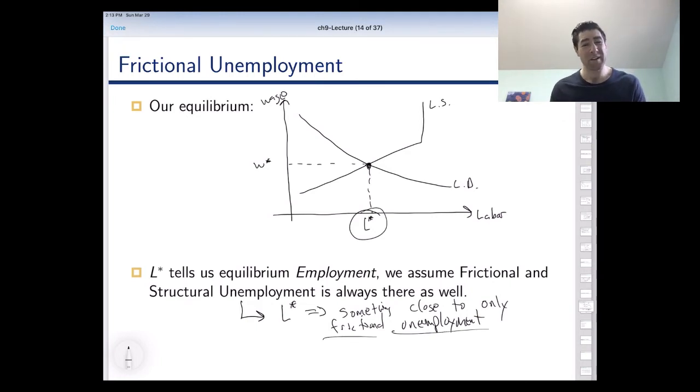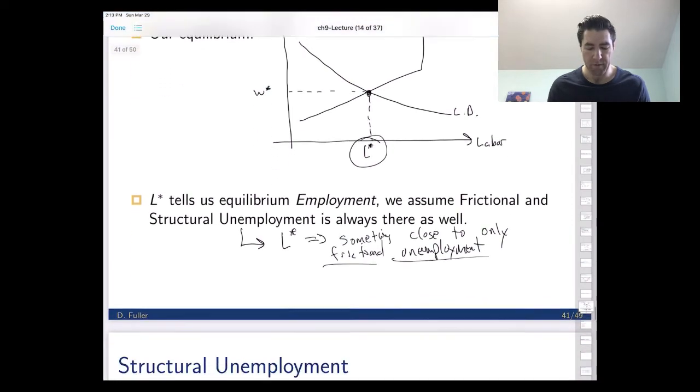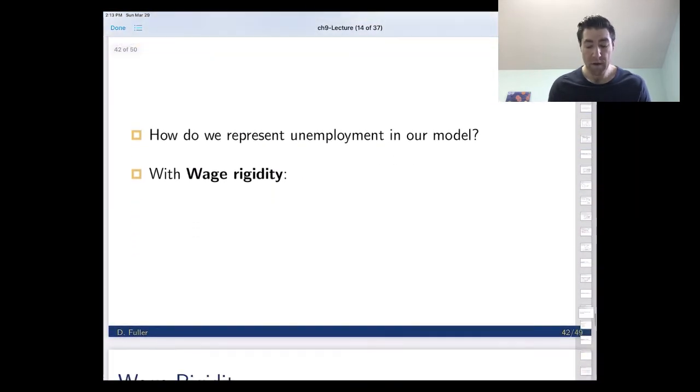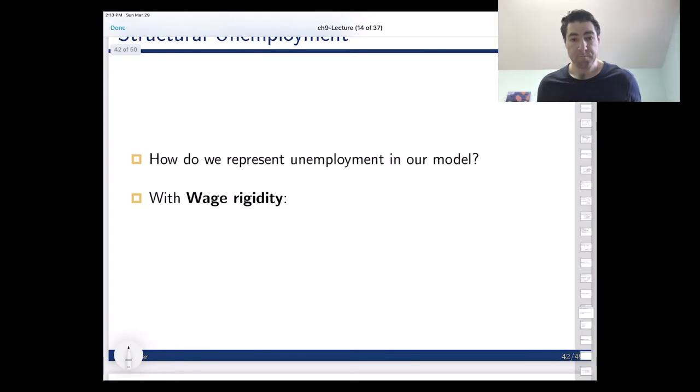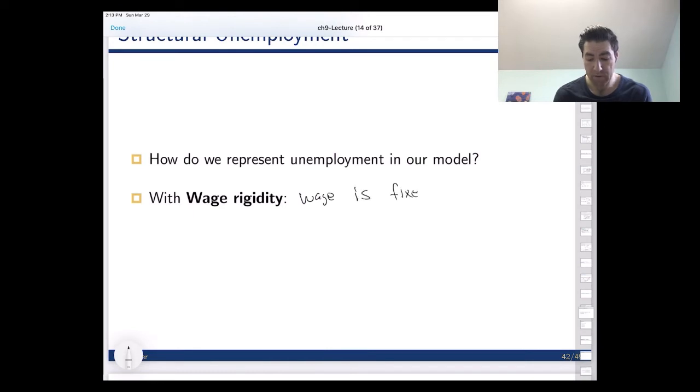So only frictional unemployment is occurring at L star. So even though technically there is some unemployment, we're going to assume that there is some unemployment even at equilibrium in the labor market. So how are we going to get there? And how are we going to add this structural unemployment? It is what we call wage rigidity. And so what we mean by that is that the wage is fixed at some level. And we'll have some explanations in a second for why that might occur.